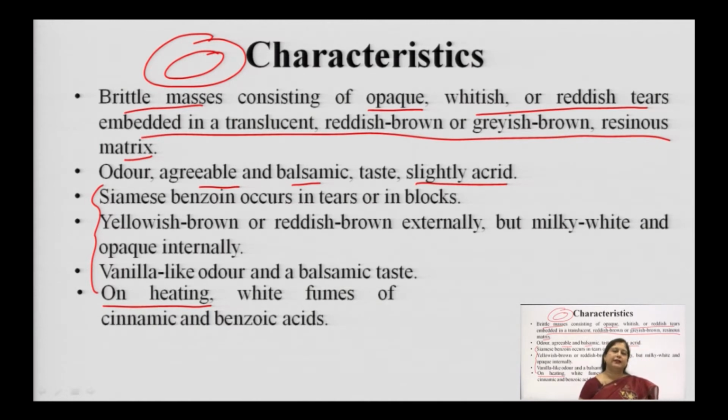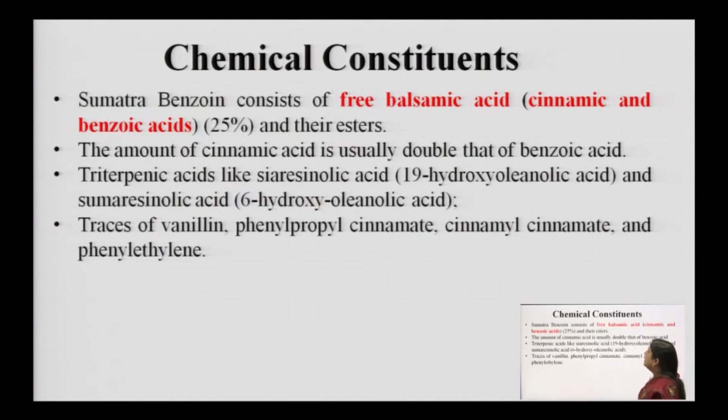fumes of cinnamic acid and benzoic acid are produced, because of which, as I already told, the smoke is used. Because of the smoke being produced by this benzoin, it is used in incense stick and loban. And the chemical constituents of Sumatra benzoin are the free balsamic acids, that is cinnamic acid and benzoic acid. Cinnamic acid is present in larger concentration, almost double that of benzoic acid. Okay. So, it is present in double concentration.